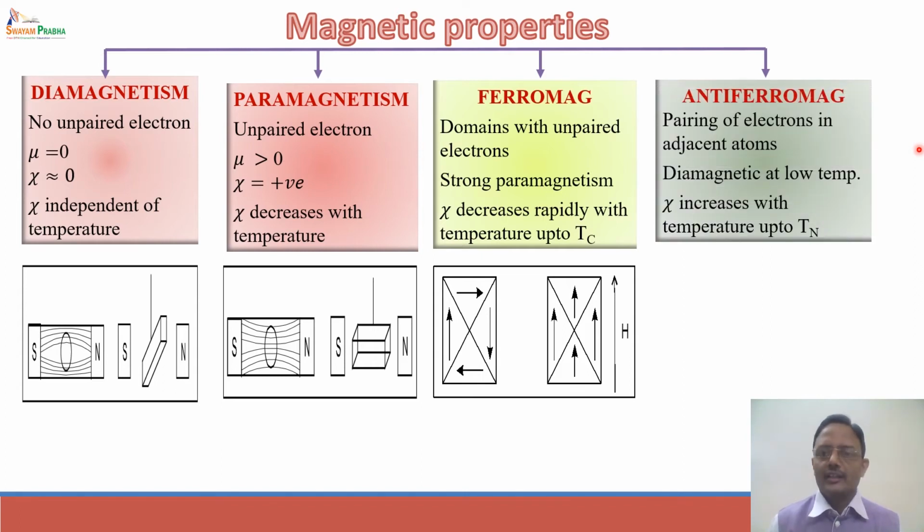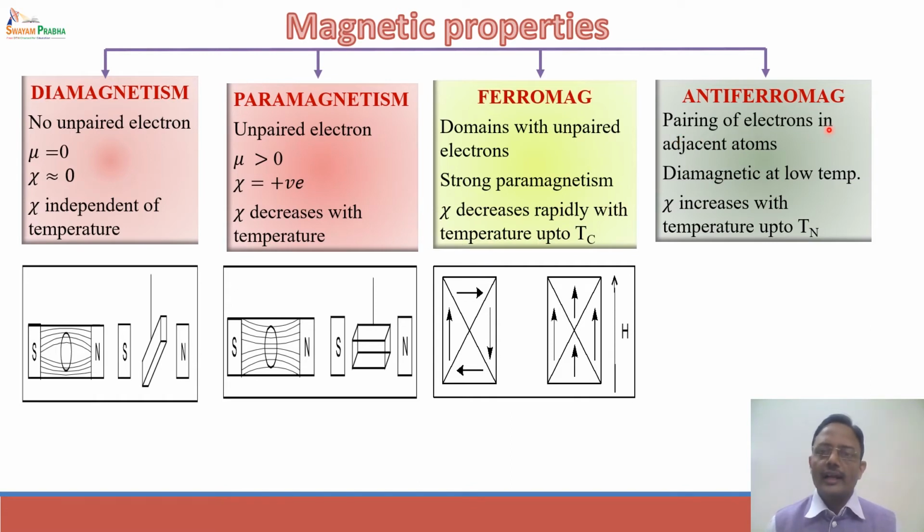The fourth type of magnetism is called antiferromagnetism. Now this antiferromagnetism is exactly opposite in comparison with ferromagnetism. This opposite nature can be observed very clearly when we increase the temperature.